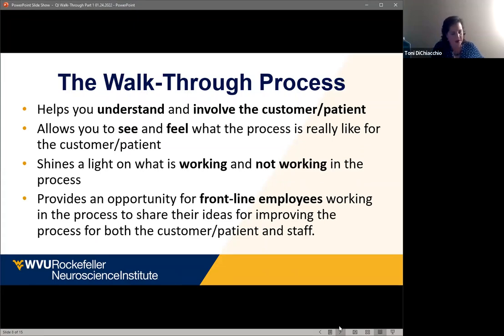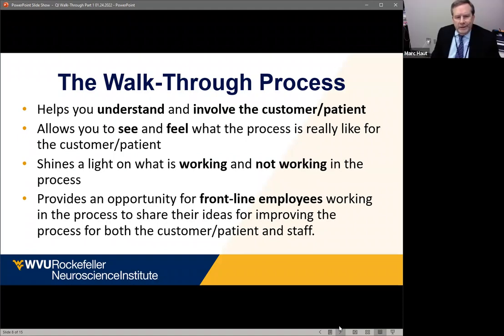Mark's going to talk about the walkthrough. Okay, so the walkthrough. Let me give you a little bit of history about my experience with this. I was thinking back on this, and the real first experience I had doing a walkthrough was the first time I was involved in a medical intervention procedure.